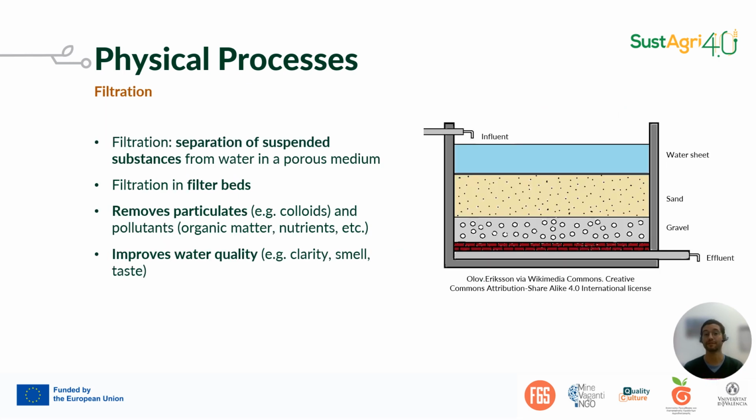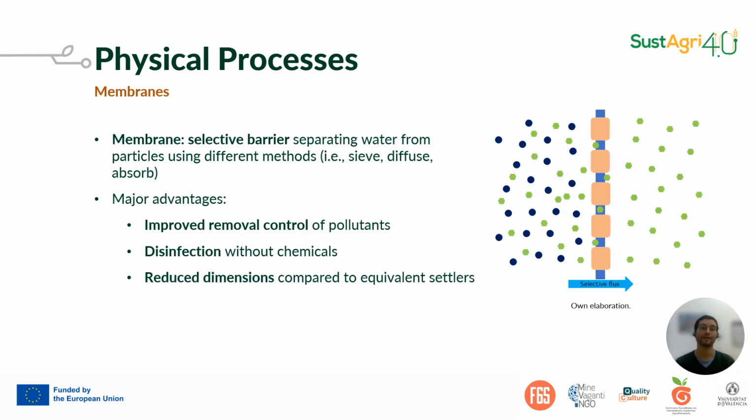Filtration is another physical process in which we can separate suspended particles from water. In filtration, the water is passed through a porous bed or filter that retains the particles and the clean water exits at the bottom. Membranes are selective barriers that allow substances to be separated from water based on their size. Its implementation in water treatment allows to improve the control of contaminants, to disinfect without adding chemicals, and allows to reduce the space necessary for water treatment in comparison with more conventional treatments such as settlers.